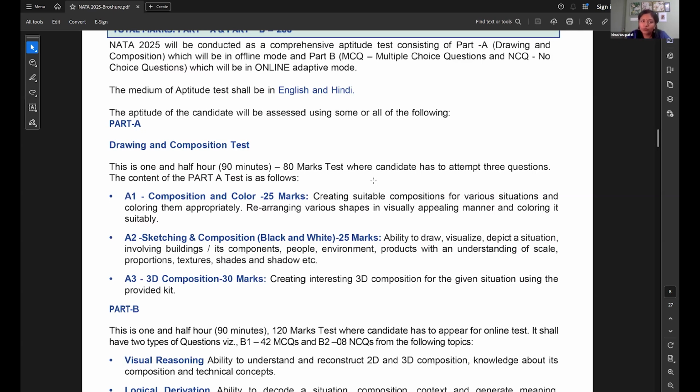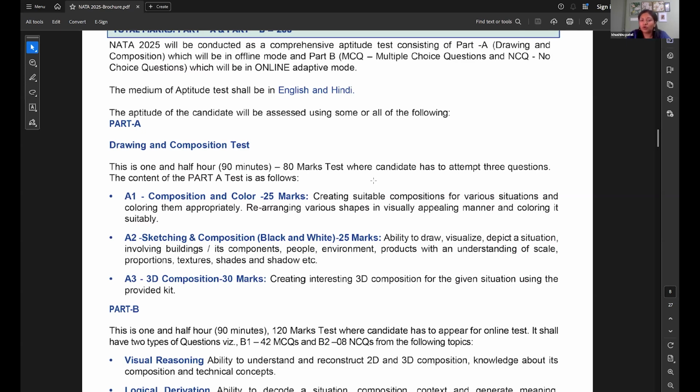Moving to the second one, which is about sketching and composition, very specifically said black and white, which means they are not looking for any colors here. It could be simple pencil rendering. It could be just doing line work and leaving the question like that. Again, based on the question specifications.